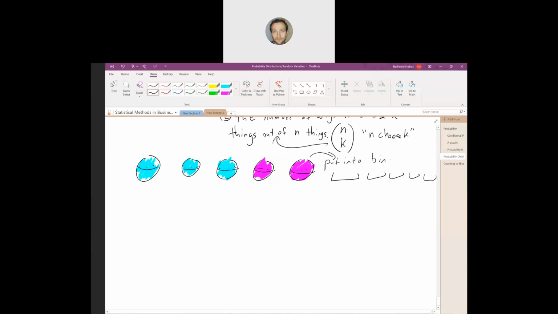I'll call it a bin, B-I-N. So you have 5 bins, you have 5 balls. Each bin can hold 1 ball, and so you're just trying to count how many ways can you put the balls into bins.